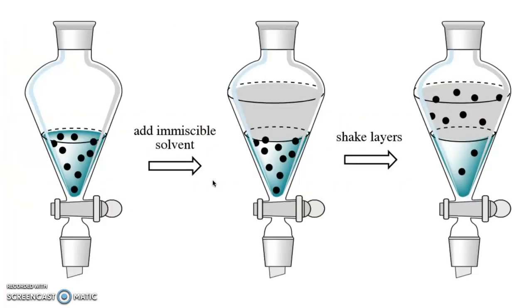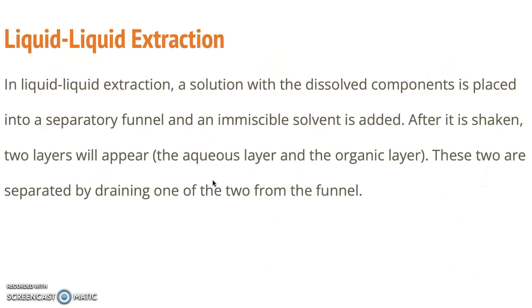This here is a diagram of a separatory funnel, which is used in the experiment of extraction of different liquids to separate different liquids. In liquid-to-liquid extraction, a solution with the dissolved components is placed into a separatory funnel and an immiscible solvent is added. After it is shaken, two layers will appear, the aqueous layer and the organic layer. These two are separated by draining one of them from the funnel.